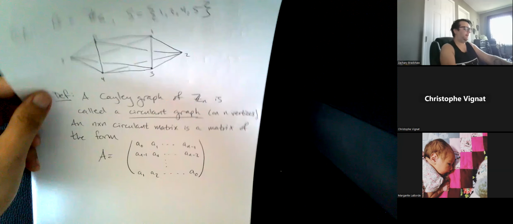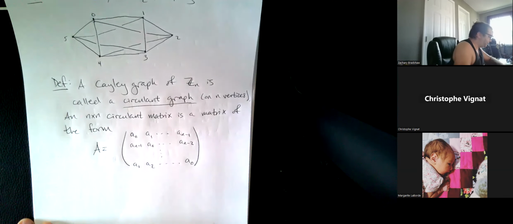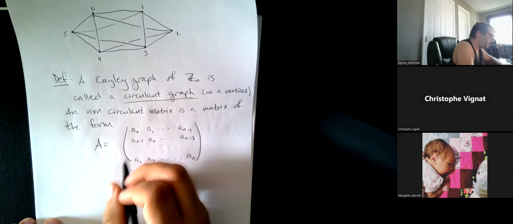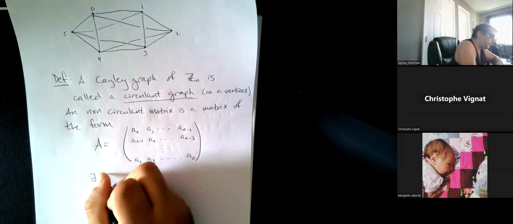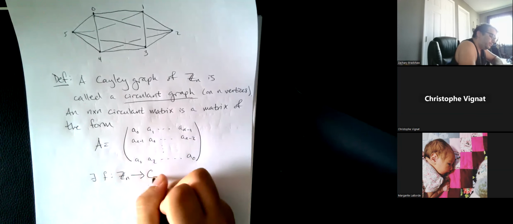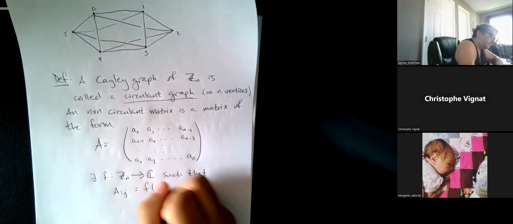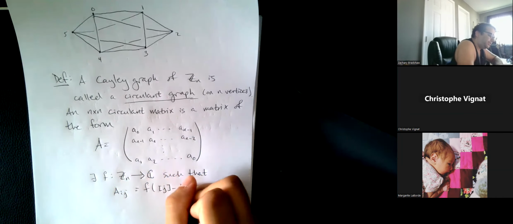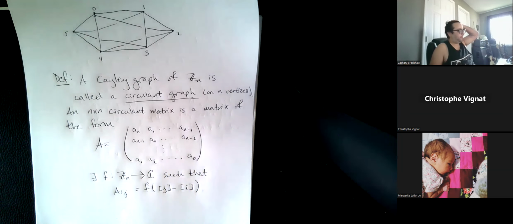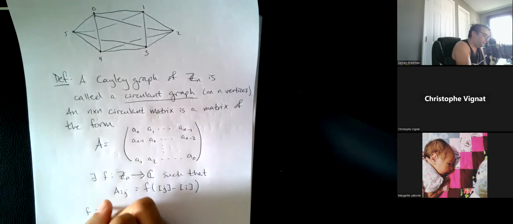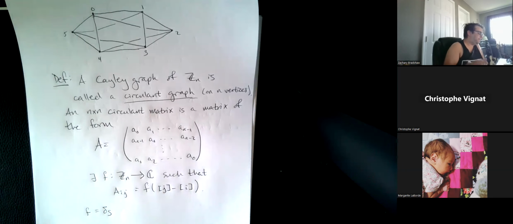So Steinberg says, and I have to admit I don't entirely understand the statement, but he says that an equivalent formulation for the circulant matrix is that there exists a function f from the cyclic group to the complex numbers such that a_ij is f of the equivalence class of j minus the equivalence class of i. So if S is a symmetric subset of Zn, then the circulant matrix with f equal to delta S turns out to be the adjacency matrix of the Cayley graph of Zn with respect to S.